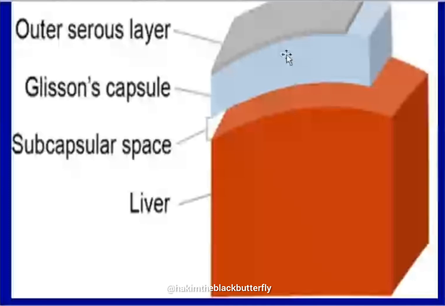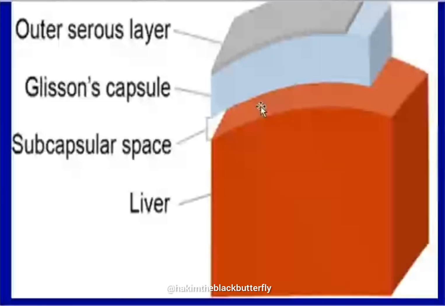After Glisson's capsule, you have a space. Now, this space is not visible under normal circumstances. But if the liver ruptures and it bleeds, blood is going to accumulate in this space between Glisson's capsule and the liver, and this is known as the subcapsular space. Sub means below, capsular, the capsule. Blood can accumulate within the subcapsular space if the liver is damaged.